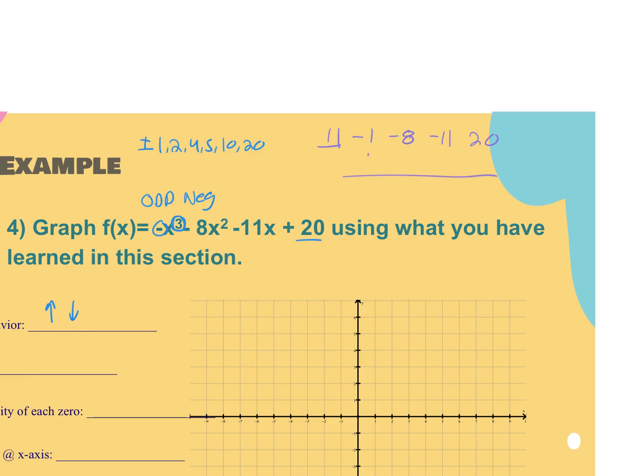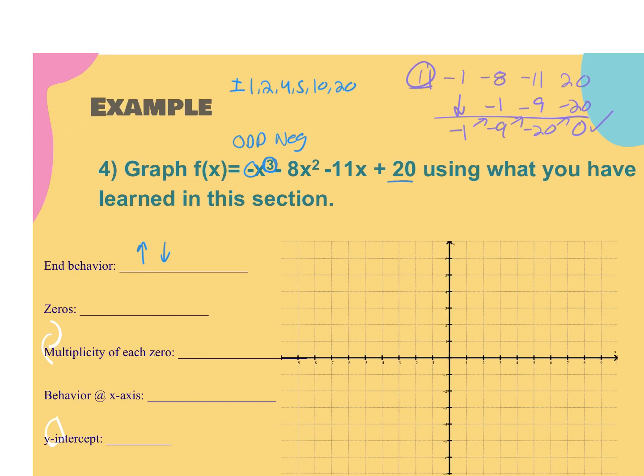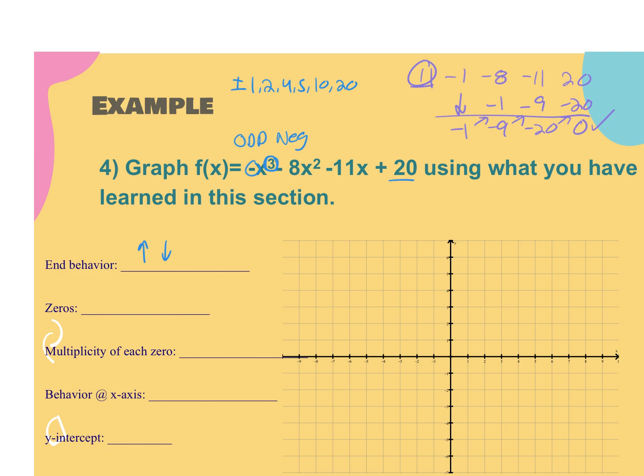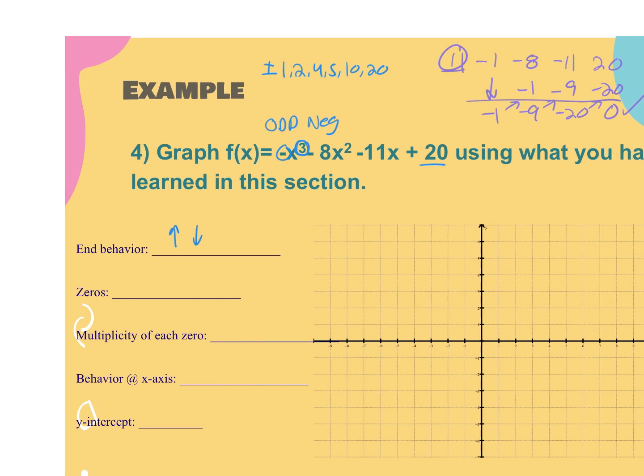All right, so I know 1 is going to get us a negative 1, negative 1, negative 9, negative 9, negative 20, negative 20, and 0, right? So this one worked first try. Again, just like the previous example, not always are they going to work first try, but sometimes they do, right? And so I get x equals 1 as one of my answers.